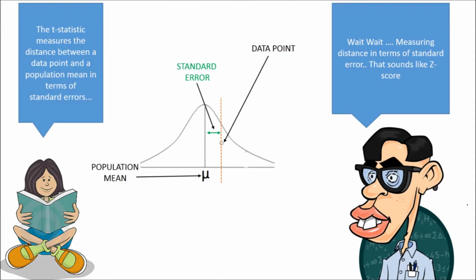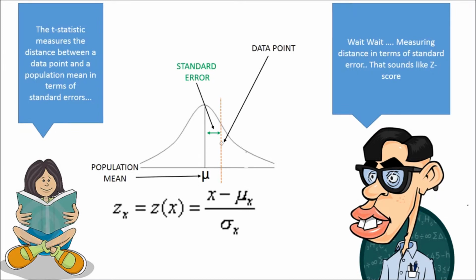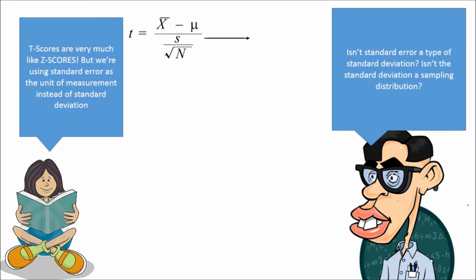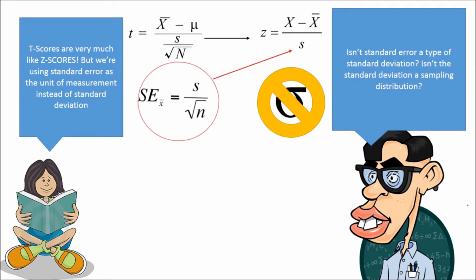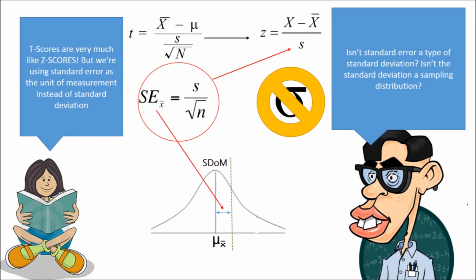Hold up. Measuring distance in terms of standard error. That sounds like z-score. Yeah, t-scores are very much like z-scores, but we're using standard error as a unit of measurement instead of standard deviation. Isn't a standard error a type of standard deviation? Isn't it the standard deviation of a sampling distribution?